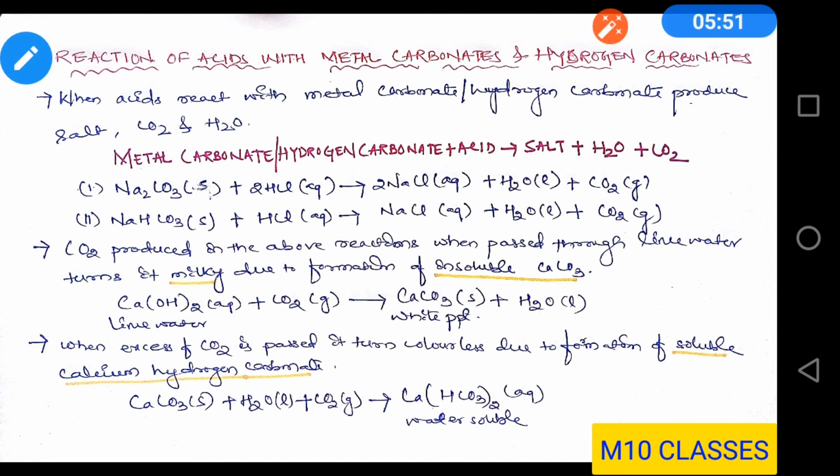Now this is the reaction. We have taken two examples: sodium carbonate and sodium bicarbonate, or sodium hydrogen carbonate. See here in the reaction, sodium carbonate plus HCl gives salt, that is NaCl, then water, then carbon dioxide. Again in the case of sodium bicarbonate or hydrogen carbonate, when it reacts with HCl, it also produces NaCl, water and carbon dioxide.